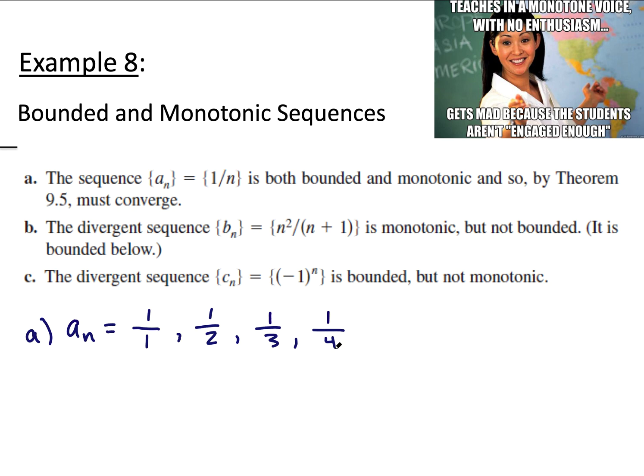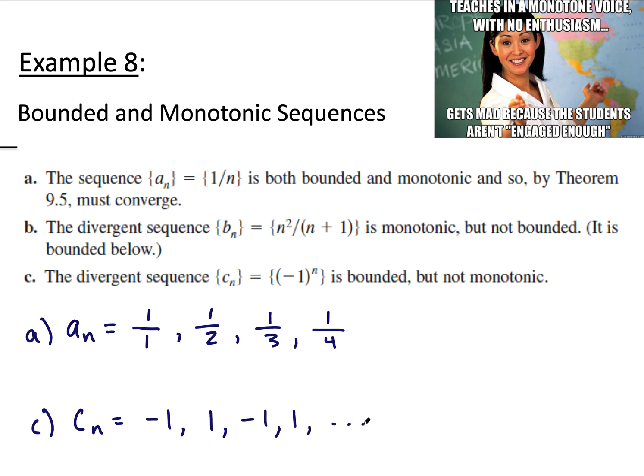And the last one, the divergent sequence, is bounded but not monotonic. So C is kind of a quick one. If I was running with the values, if I pick 1, then I would get -1. If I pick 2, then I get +1. So I know that it's just going to oscillate between these two things.